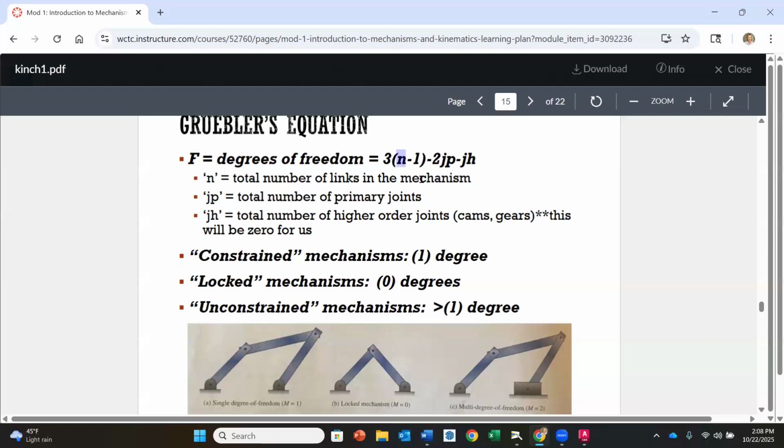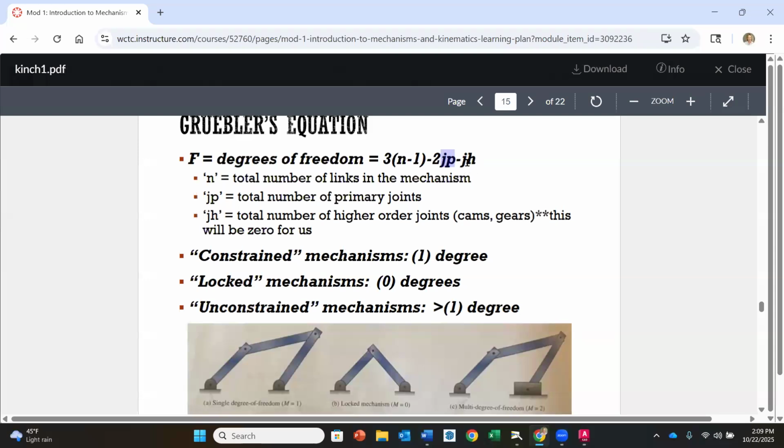And then you're going to notice that we have minus 2 times jp. This is the total number of primary joints. So J is a joint, P is for primary, okay? A primary joint is either going to be a sliding joint or a pin joint, one of those two, okay? So those are going to be our A's, B's, C's, and D's, and E's and F's, or whatever the letters are. We're going to count up how many letters there were.